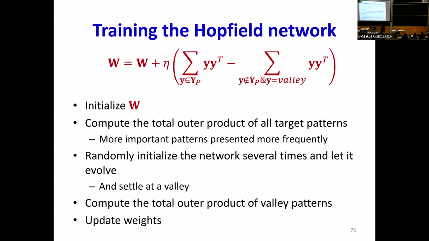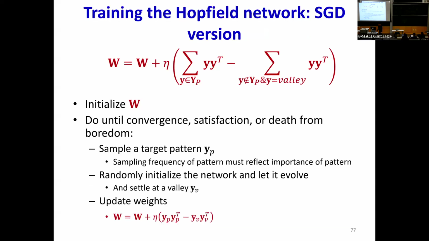I'm going to initialize my W, and then I'm going to compute the outer product for all of my target patterns. Then I initialize the network at each of my target patterns and let it evolve. When it settles, that term is going to be used in the second term. So over here, this first term is going to be computed over all of my target patterns. This second term over here is going to be computed over all of the patterns that the network settles in when it evolves, right? Okay. And then you update the weights.